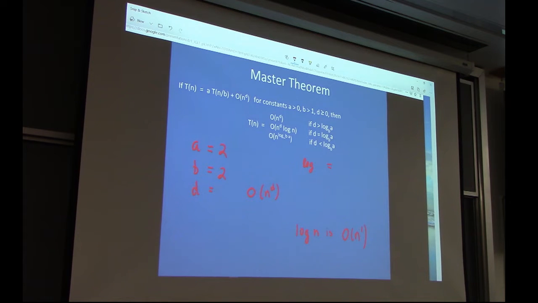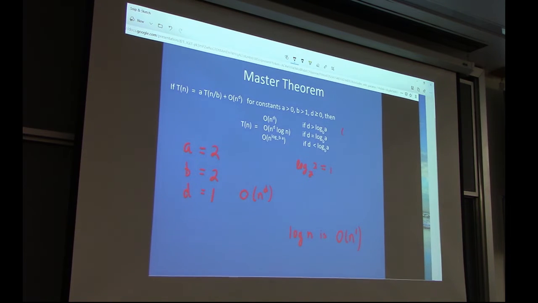Does that have to be an integer? No, no, and we'll look at that in a second. Okay, so if we do that, D is 1, and we do the analysis, what do we get? Log base 2 of 2 is 1. D and that log are the same as in the second case, and our answer would be O of n log n, just like merge sort.